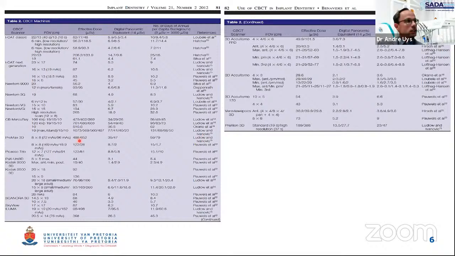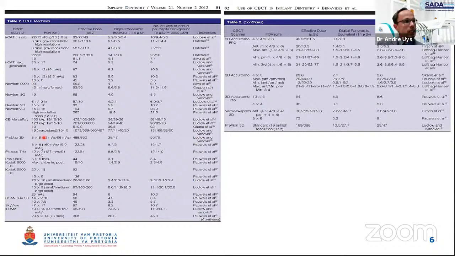And you can see that what they did here is they used different parameters. But what I want to have a look at is the difference in effective dose. There was a difference from 28 right up to 652 microsieverts. So you can see that's quite a difference, even though the scan size was the same.